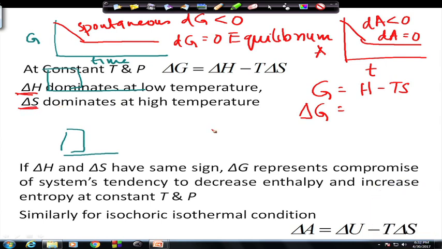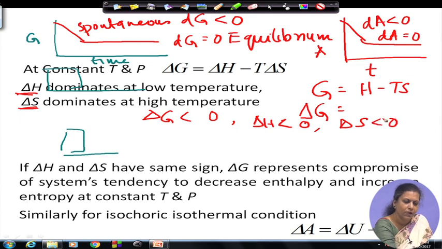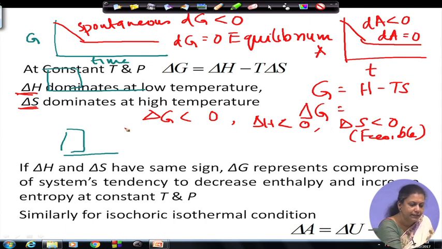So, therefore, when we know that a spontaneous process has to occur, for that particular condition delta G is less than 0. How can delta G be less than 0? When delta H is less than 0 and delta S is greater than 0. We know that for such a situation, the process is a feasible process, or in other words, the process is spontaneous.